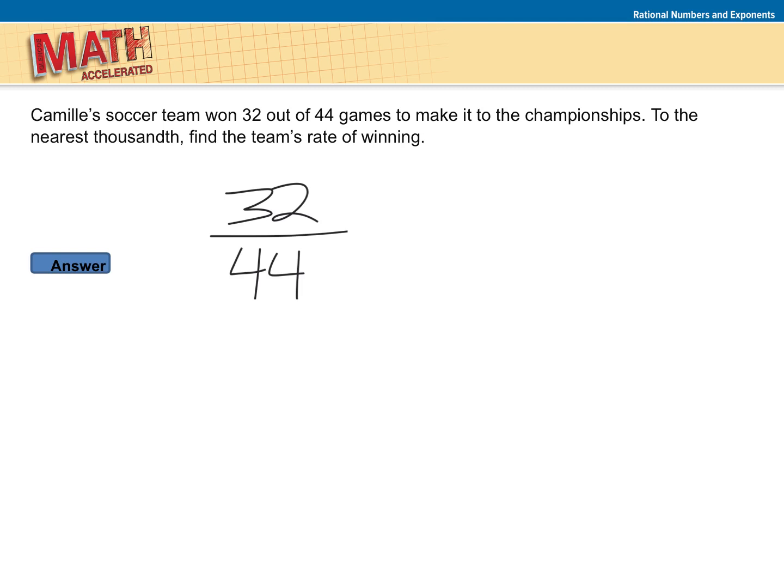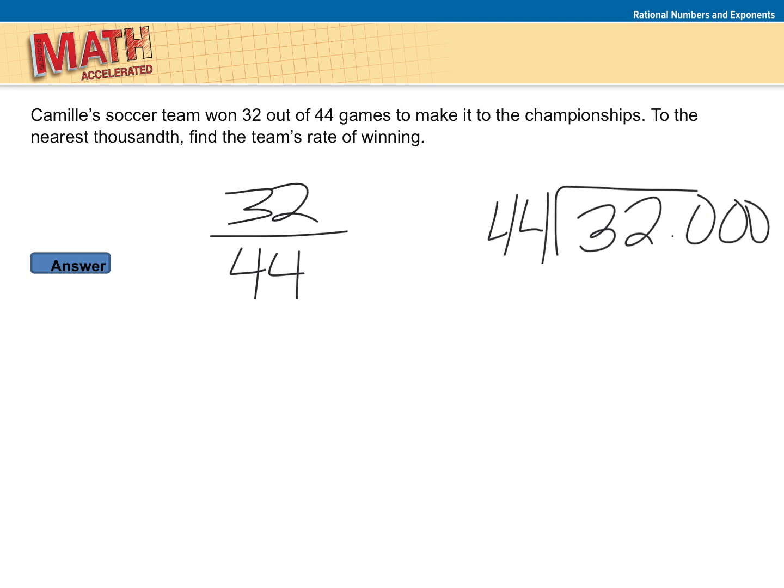All right. How would I set this up? 32 divided by 44. Doesn't work, so what do I need to do? Add decimals, add zeros. Yep. We're not going to finish this one.